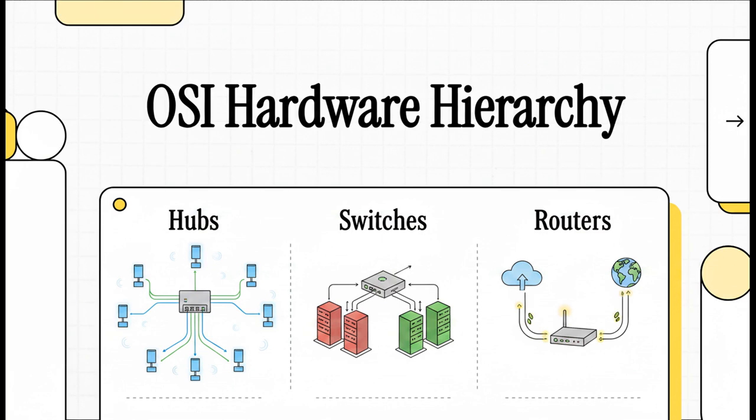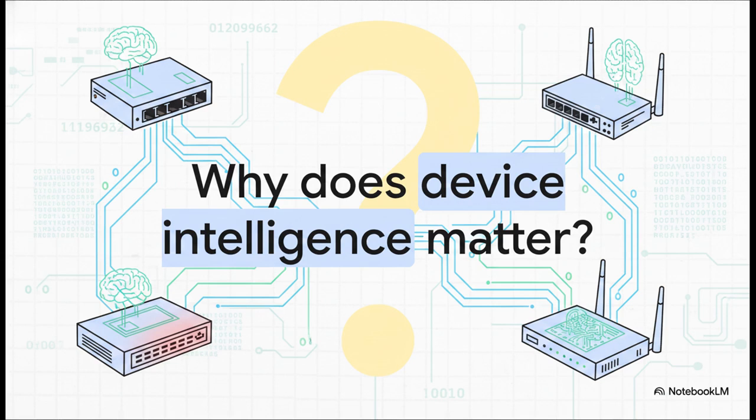and routers. But before we start climbing that OSI stack, I've got to ask you something. Why does device intelligence actually matter in network design? Think about it for a second. We often just plug things in and expect them to magically work. But the reality is, how we handle data flow, literally how smart the hardware is at deciding where a packet goes, dictates our network's overall performance, its efficiency, and ultimately, its ability to scale. If you put the wrong brain in the wrong part of your network, you're going to create massive bottlenecks that absolutely no amount of bandwidth can fix.